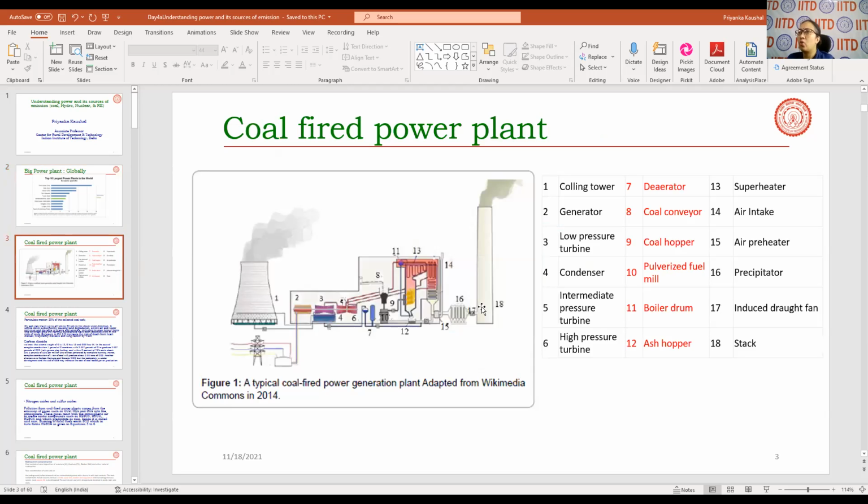So let's now look at the coal-based power plant, because the world is still using a huge amount of coal for the production of power. This is a typical, very simplified diagram of a coal-fired power generation plant. And we see that these are various processes, the major processes that I have put across. If you work in a power plant, or if you have seen one, and you go and see the P&ID, which is the process and instrumentation diagram of any of these power plants, you would see how complex it is and how many units are involved.